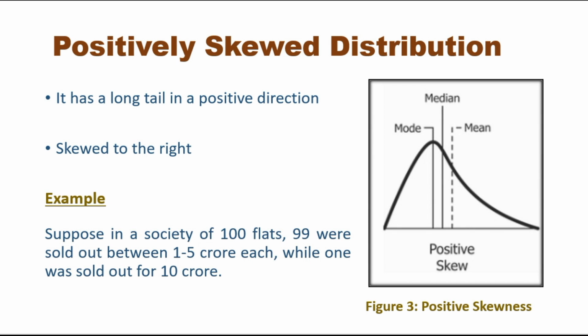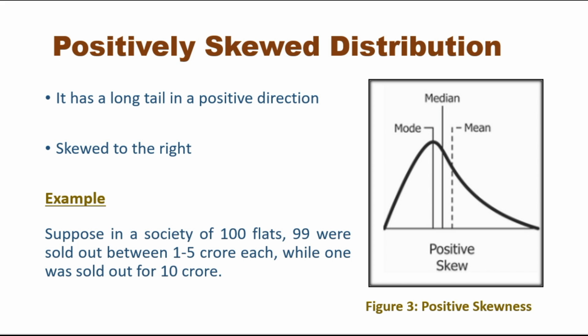The next characteristic of a frequency distribution is skewness. So skewness can be of two types. See, if our distribution looks like a bell-shaped curve, then it's a normal distribution. If it doesn't look like a bell-shaped curve, that means it is skewed to the right or to the left, then it means our data is skewed. So this skewness can be of two types, positively skewed and negatively skewed.